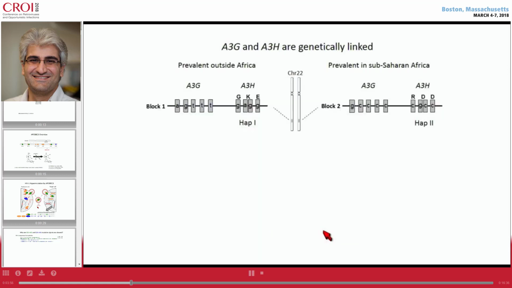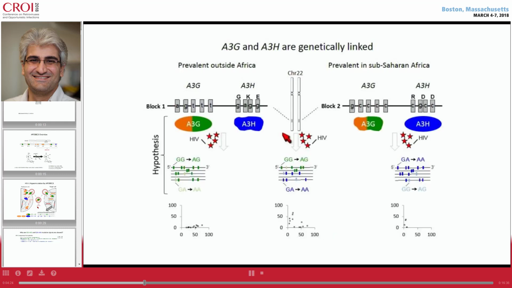This is how these genetic blocks look. We have 2 blocks of A3H and A3G. The RDD version of A3H goes with these sets of SNPs in A3G, and then the GKE form of A3H goes with these different sets of SNPs of A3G. This is primarily found in sub-Saharan Africa. This is mostly outside Africa. We call this haplotype 2. We call that one haplotype 1.